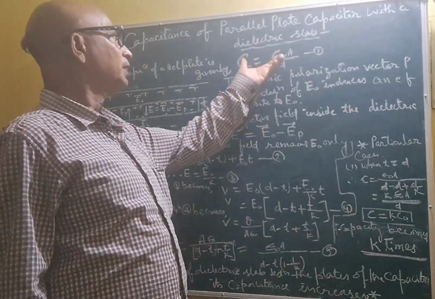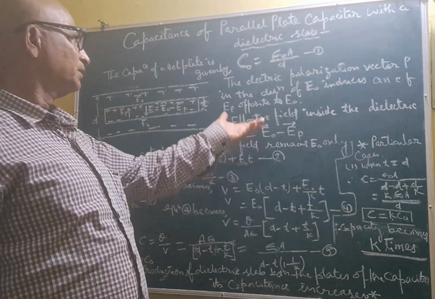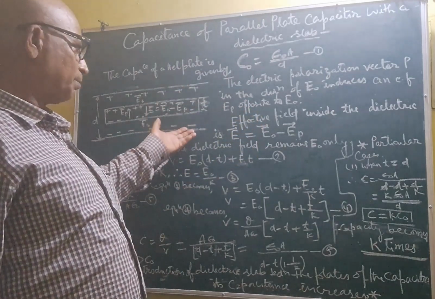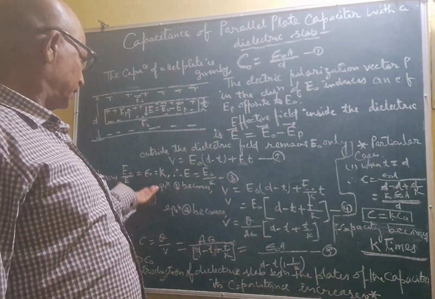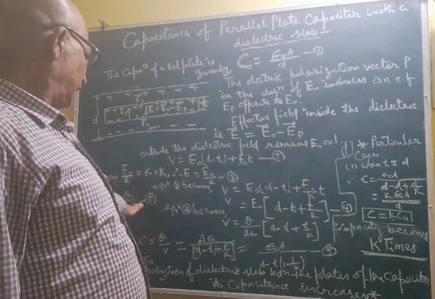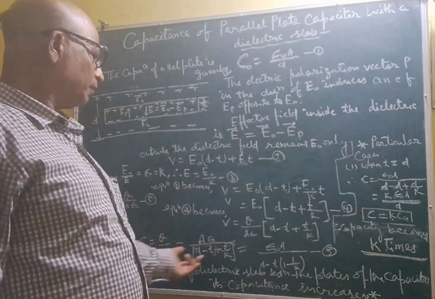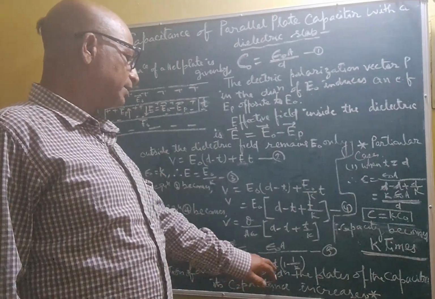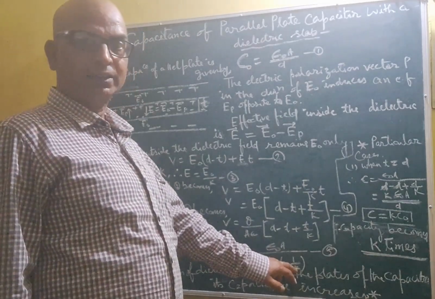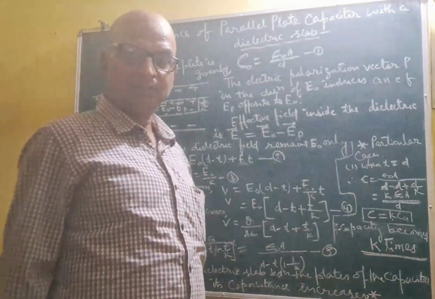This is all about the capacitance when a dielectric slab is introduced in a parallel plate capacitor. So this is the equation, and putting the values here and simplifying, the most important formula is capacitance equal to epsilon naught A divided by d minus t times one minus one by K. This is very important for the physics of class 12.